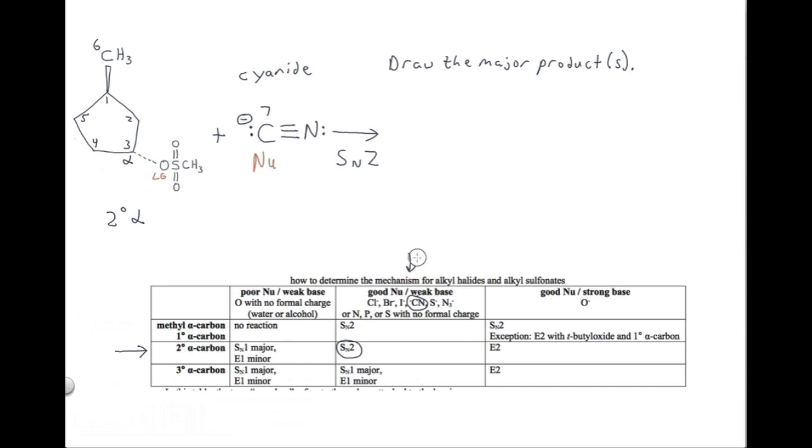So again, notice how we used the table to determine that the mechanism here is not SN1, but SN2. We're in the middle row because we have a secondary alpha carbon. And we're in the middle column because cyanide, CN-, is our nucleophile, SN2.